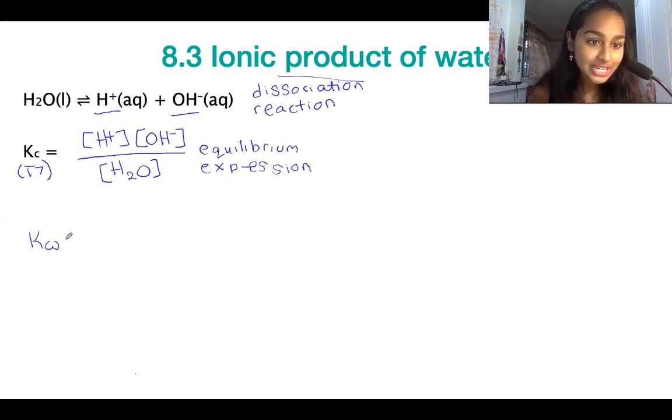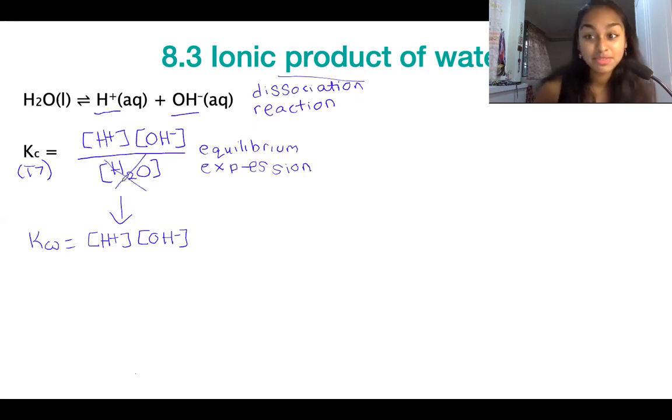And essentially, when we express Kw, we derive it from Kc. So we express it as H+ multiplied by the concentration of OH-. We don't include H2O because we regard it as a constant, so we can ignore it here. The main thing to bear in mind is that Kw is a fixed constant at room temperature.